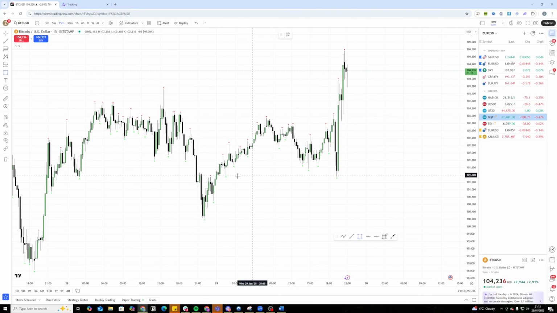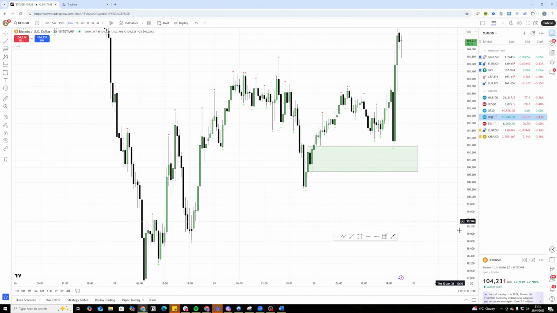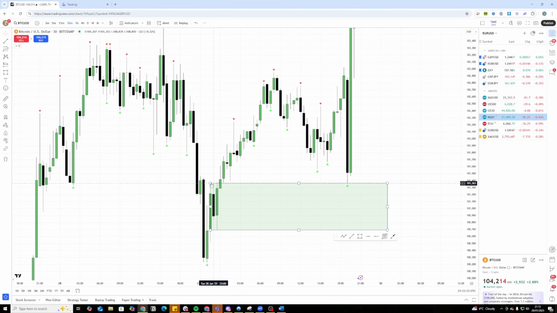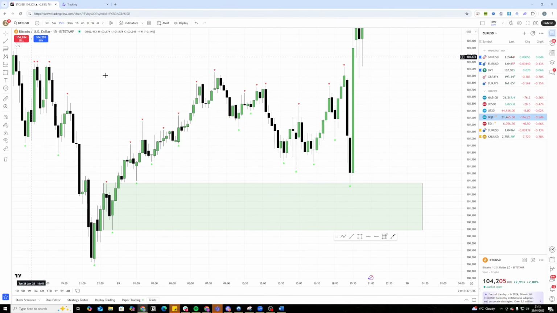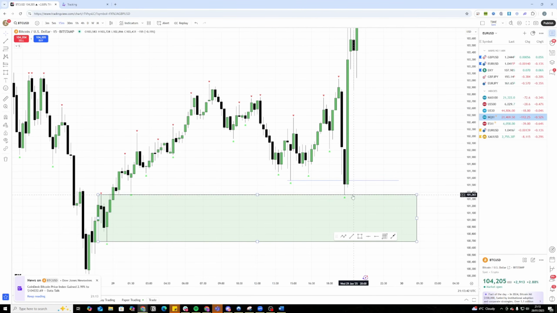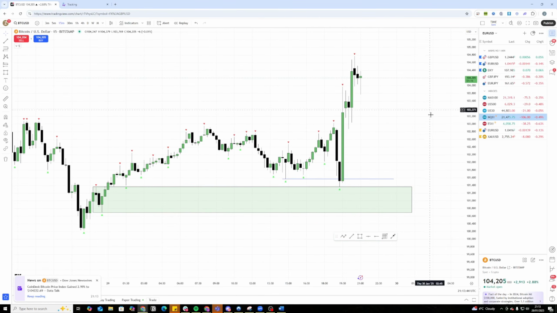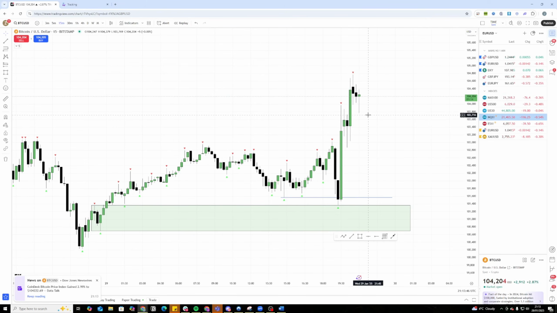Let's see. So this was the area. So I bet if we look on the higher time frame, that's an area. Yeah. All right. BTC USD today. This is our area of demand. This was our liquidity, this wick here. And it came in, tagged the area of demand to the absolute spot, and then absolutely missiled to the upside.